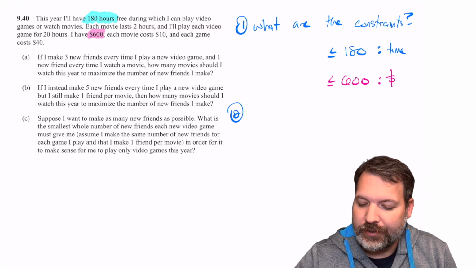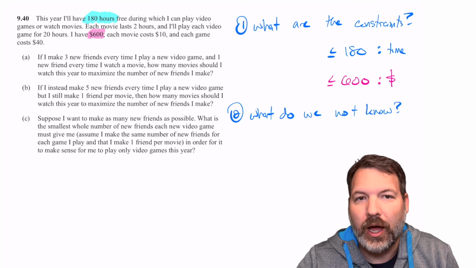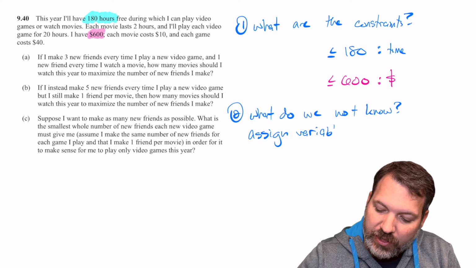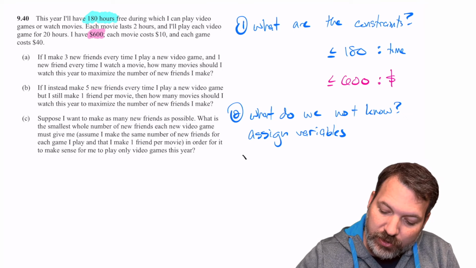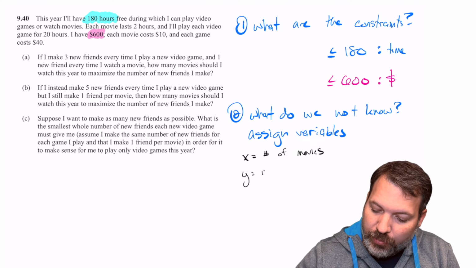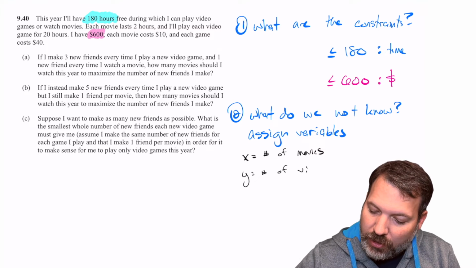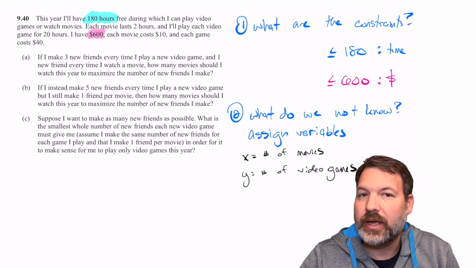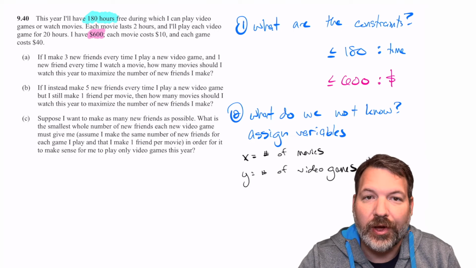From there, we want to ask ourselves, what do we not know? The answer to this question is going to be our unknowns. It's what we're going to use to assign variables. In this particular case, the unknown is how many movies do we watch? How many video games do we purchase? And so we're just going to say x equals the number of movies that we watch this year, and y will be the number of video games. We want variables so that we can go back to these constraints and write some linear inequalities. Linear in two variables, x and y, and we're going to graph these on a coordinate plane in a moment.